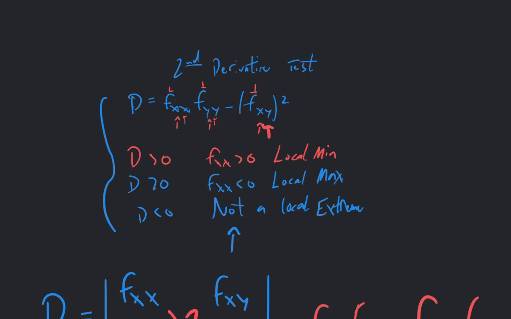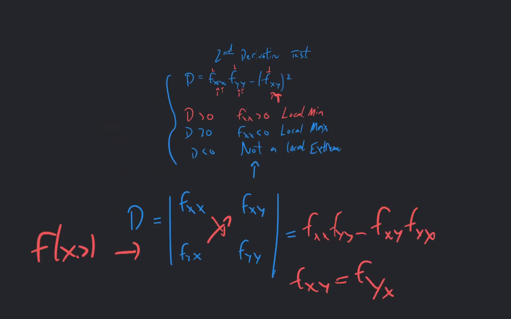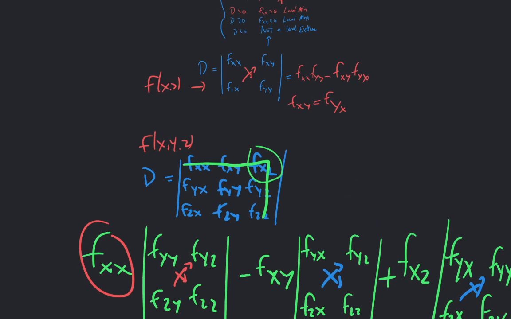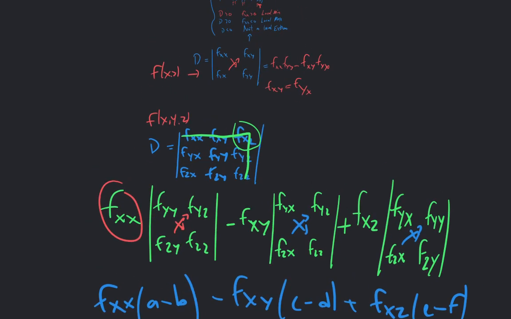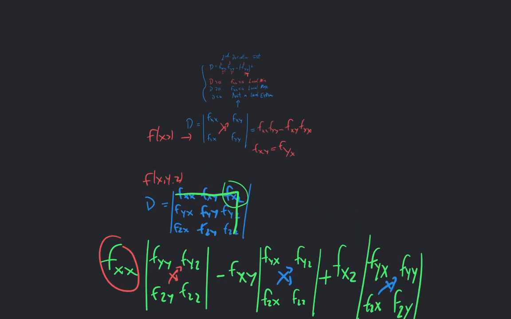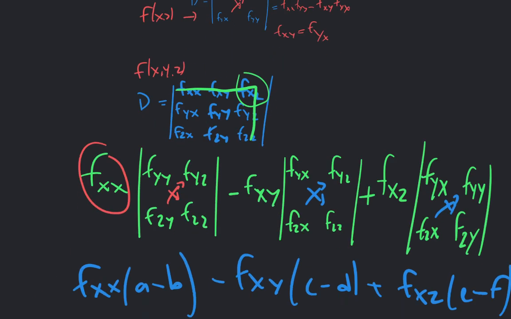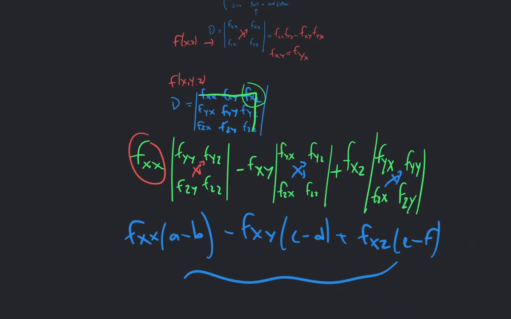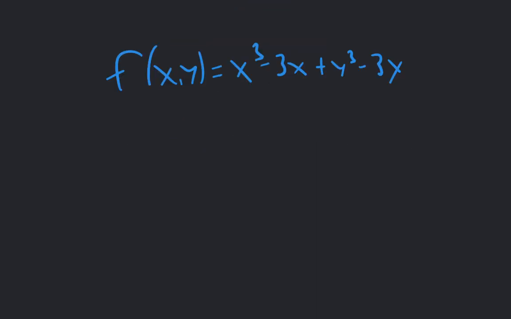But yeah, I have an example, but it's not going to be a 3-dimensional one. It's going to be a 2-dimensional one, so it's going to be a little bit easier. So let's get into it. So let's examine this function: x cubed minus 3x plus y cubed minus 3y.